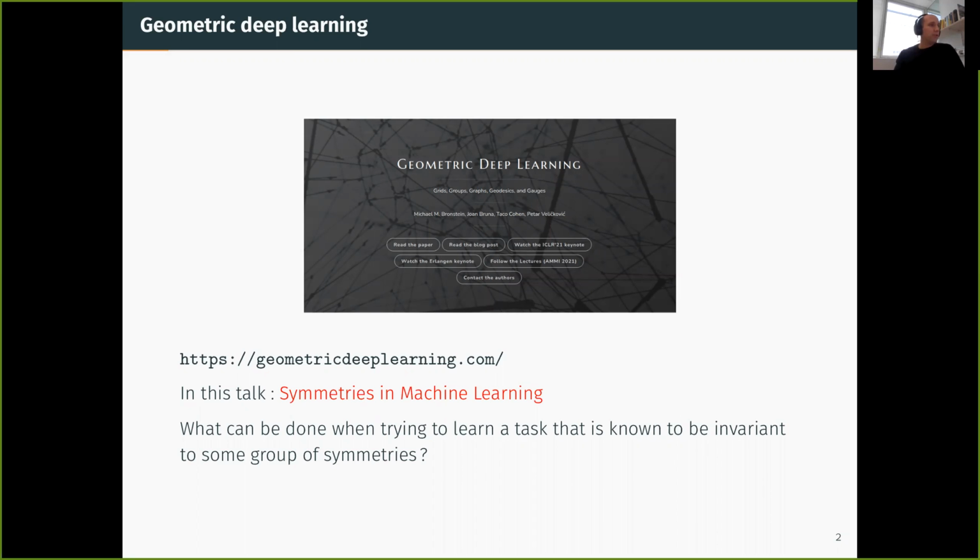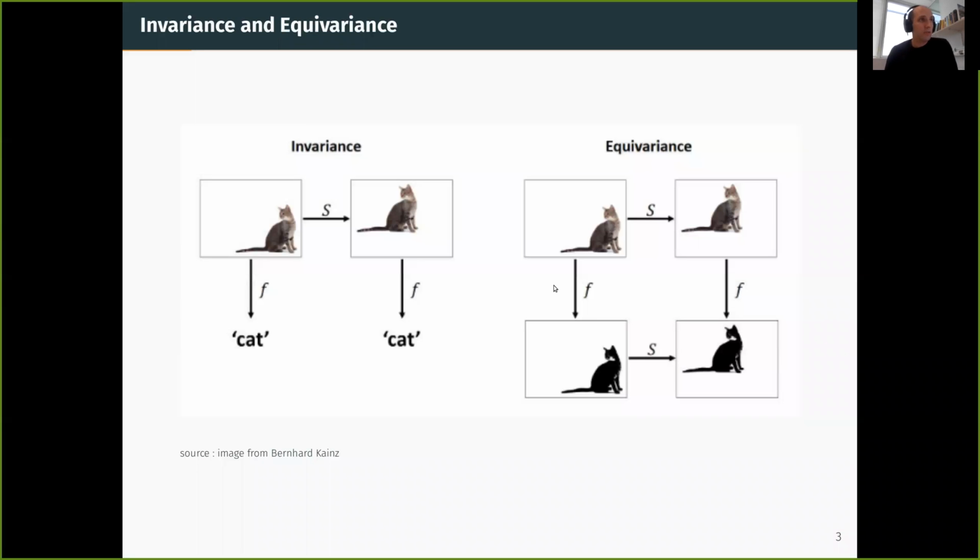In order to introduce you to the main notions of this talk, I will start with a task in computer vision, because I think it's easier to present the notions of invariance and equivariance with pictures. I will discuss these two notions a lot during my talk. So if it's not clear by the end of this slide, please ask a question for clarification.